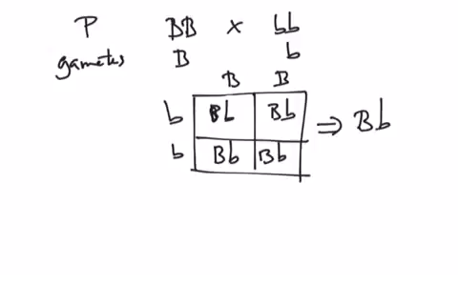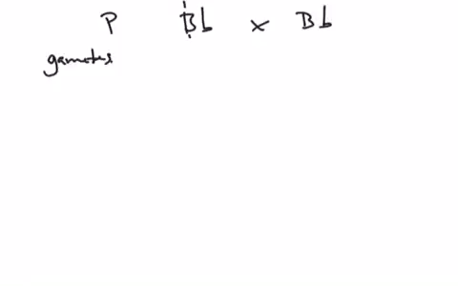So let's have a look if we were to do a different kind of cross here. Let's say our parents are big B, little b, crossed with big B, little b. So they're both heterozygous parents. So what's going to happen this time? In this case, remember these are on separate chromosomes in a pair. So half the gametes will contain a big B, and half the gametes will contain a little b. In this mouse, half will contain big B, and half will contain little b.